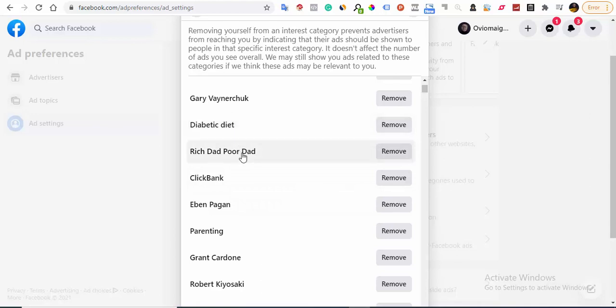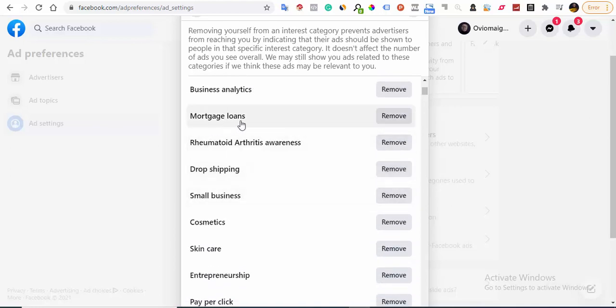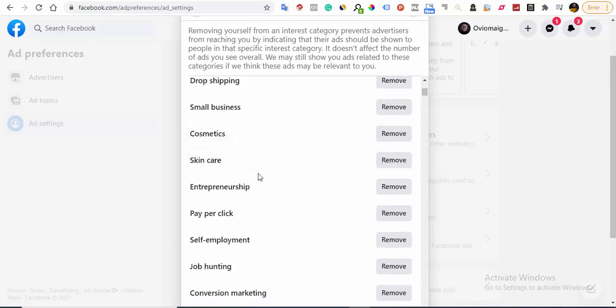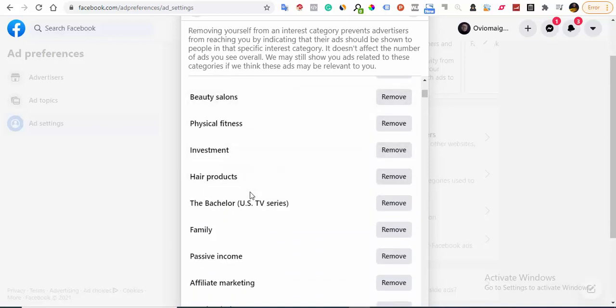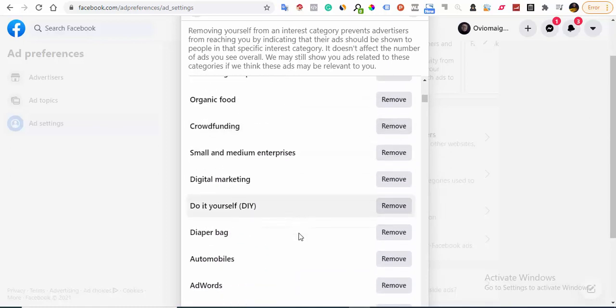Of course, this might be happening to me because I'm a marketer, right? So every now and then I'm looking at different ads to see what people are doing and all that. So I get different ads on my newsfeed. Okay. So when you continue to look at these, you go on mortgage loans, right? So this is more for people who are in real estate, right? Rheumatoid arthritis. I'm not arthritic, right? So you are going to see some things that are very irrelevant to the things that I like.